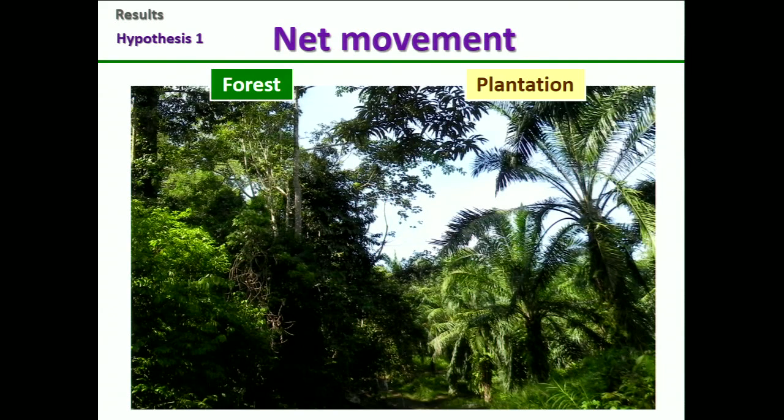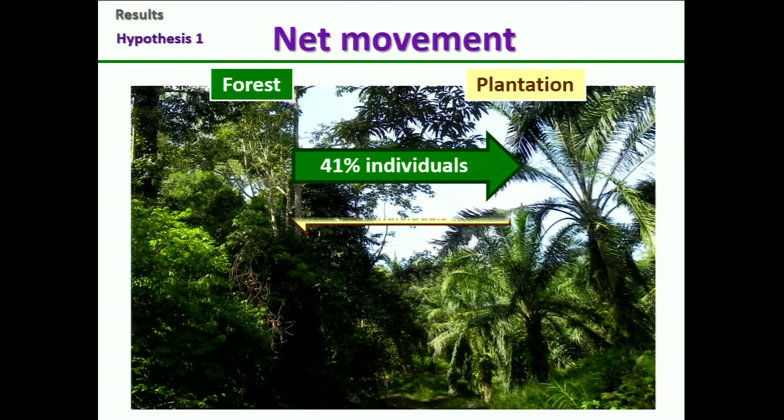And so for my first hypothesis, I was looking at net movement flow across these boundaries. And so if you were a butterfly marked in forest and subsequently recaptured, 41% of these individuals were recaptured in the plantation. Whereas for butterflies that were marked in plantation, only 11% of individuals were recaptured in forest. So I can say that my results suggest that the net movement is from forest into plantation.